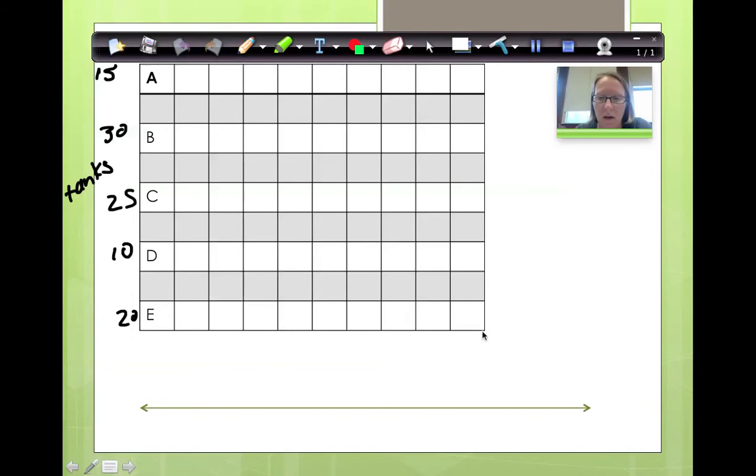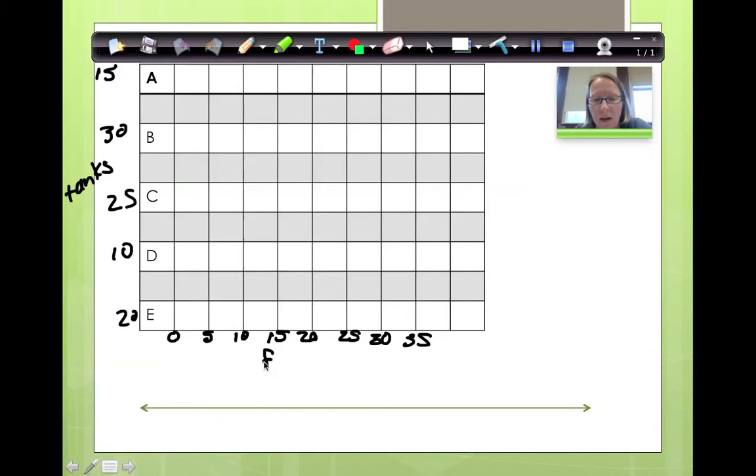Okay, so let's put my scale down. So this would be 0 line, this would be 5. Go ahead and write it. 10, 15, 20, 25, 30, 35. That's good enough. Okay, so if these are the tanks, then these have to be the fish.